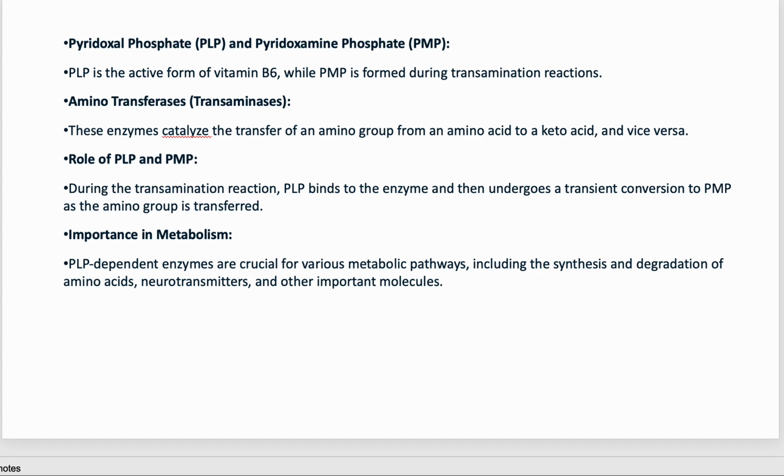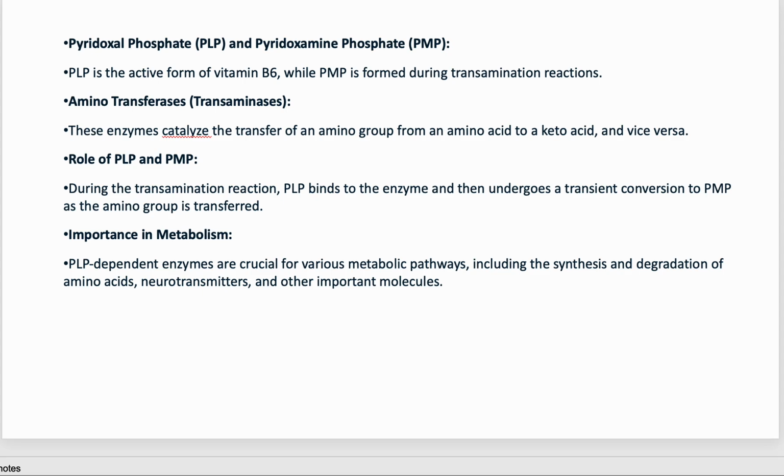Pyridoxal phosphate, PLP, and PMP. PLP is the active form of vitamin B6, and PMP is formed during the transamination reaction. So as you see, it's a transamination reaction. These enzymes, aminotransferases, catalyze the transfer of an amino group from an amino acid to a keto acid, and from a keto acid to an amino acid. So they basically transfer amines. That's why they are called aminotransferases or transaminases.